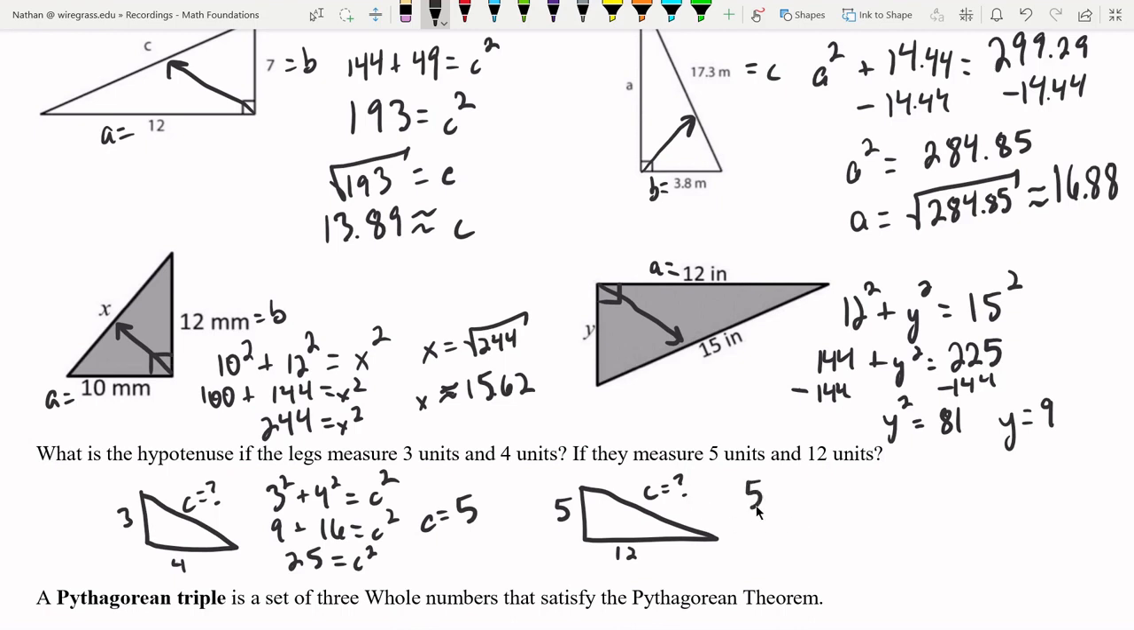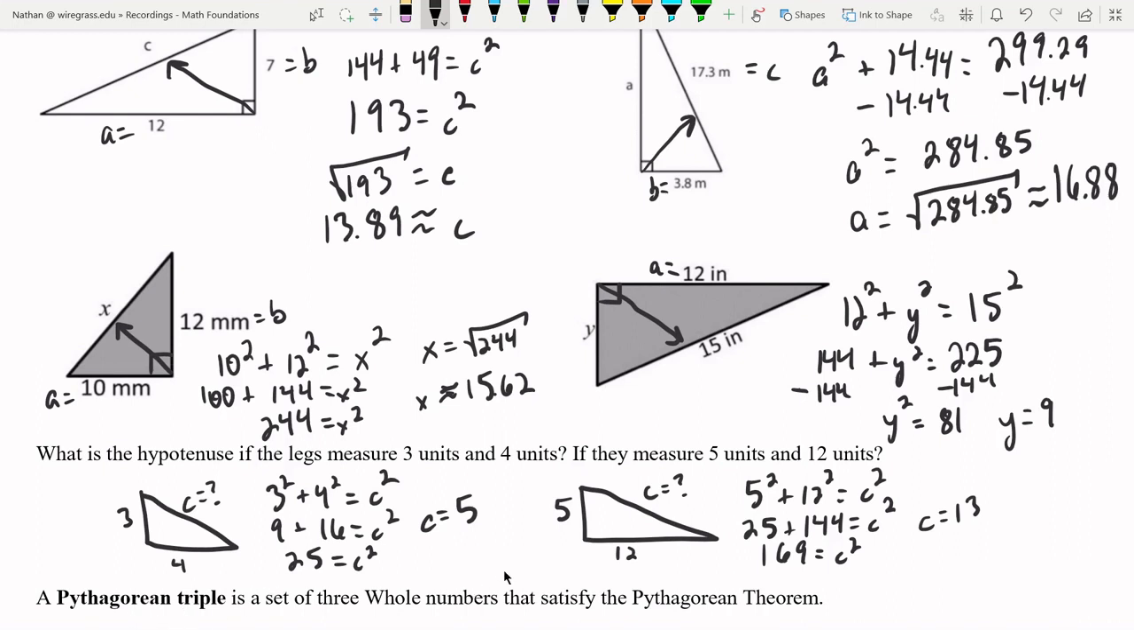So we're going to have 5 squared plus 12 squared equals C squared. 25 plus 144, or 169, equals C squared. And if you put that in a calculator, you're going to find that C here equals 13. And this problem and these two ones all show Pythagorean triples.